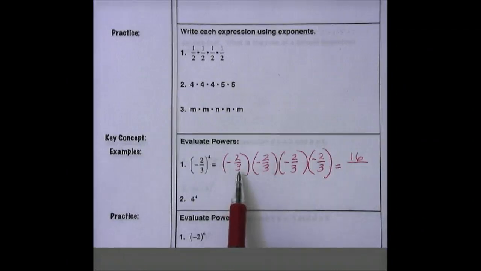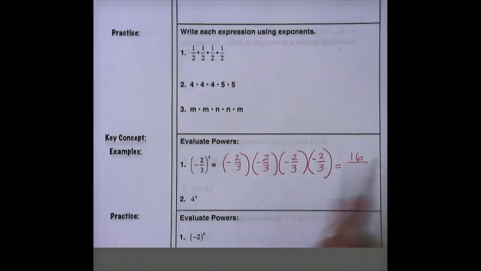And then we multiply our 3's, so 3 times 3 is 9, times 3 is 27, times 3 is 81. So our answer is going to be 16 over 81.